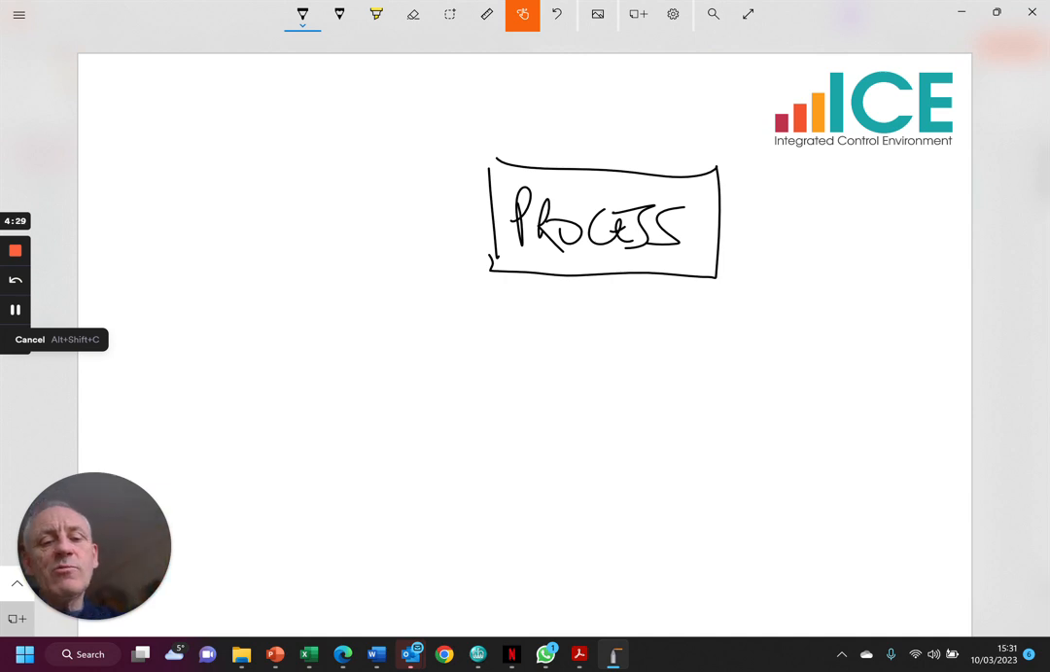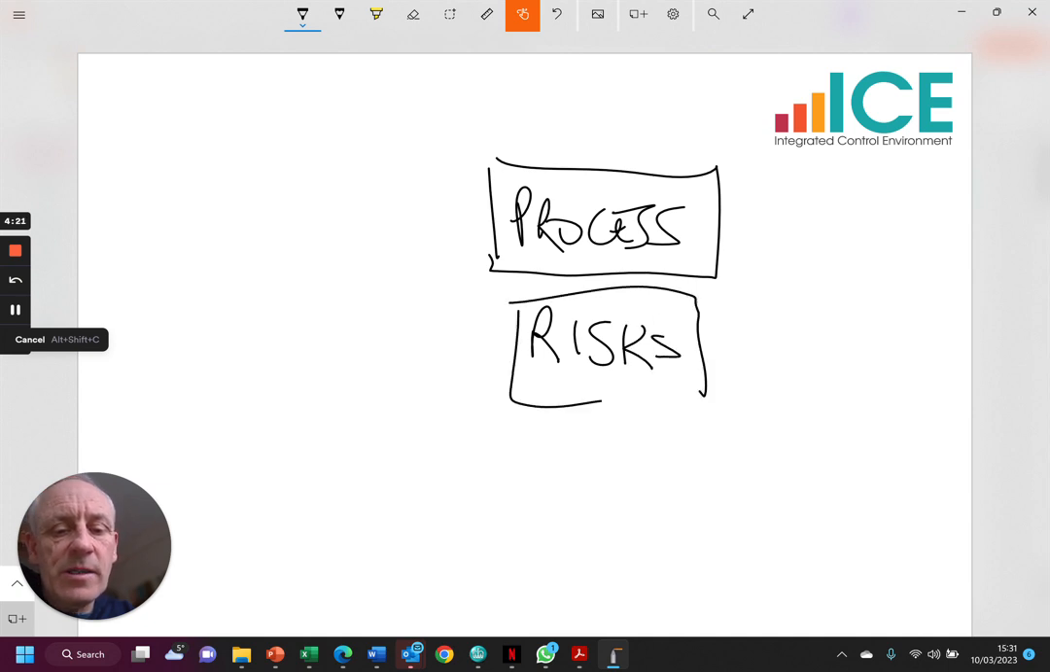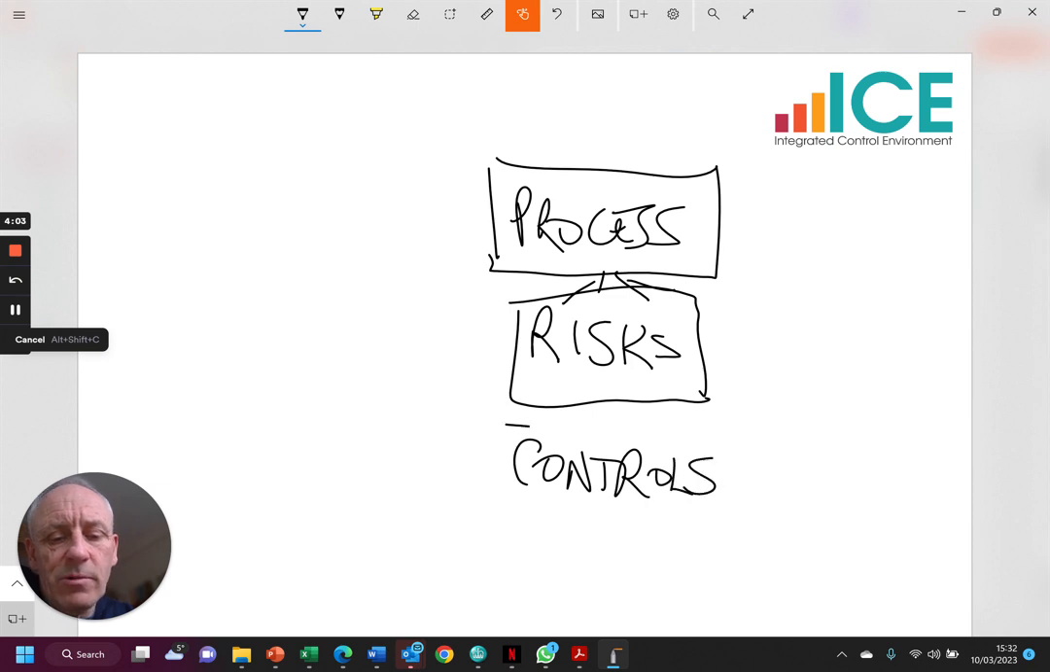Now, generally, there are inherent risks within a process or processes. These can be for all sorts of reasons, and there could be risk of loss of money, risk of accidents, and so on. And a process typically has one or more risks, and then within those risks, you can mitigate them by putting in place controls.